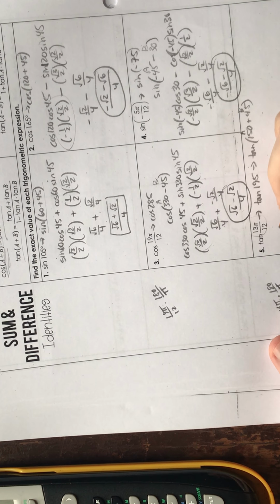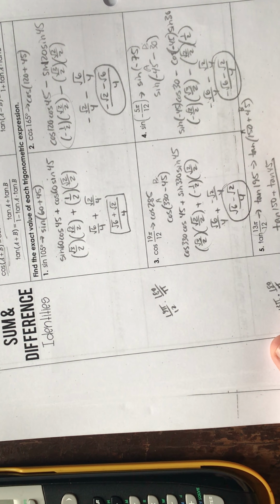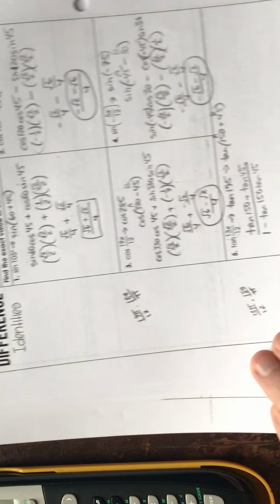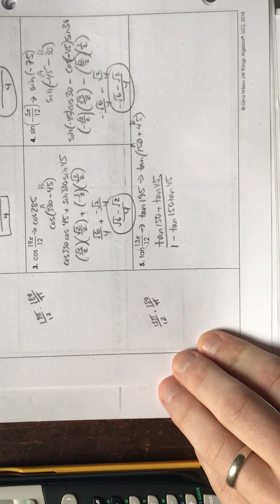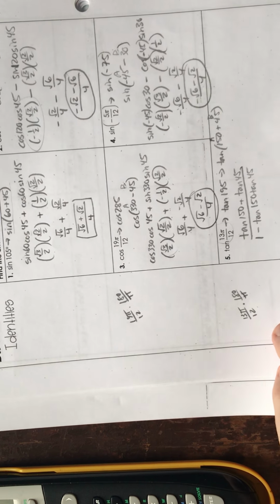I'm going to go ahead and rewrite it like this. I'm going to have the tangent of 150, plus the tangent of 45, all over 1 minus the tangent of 150 times the tangent of 45. So I should have had something like that. I just plugged in my A and B values. And now we actually have to figure out what these guys are.